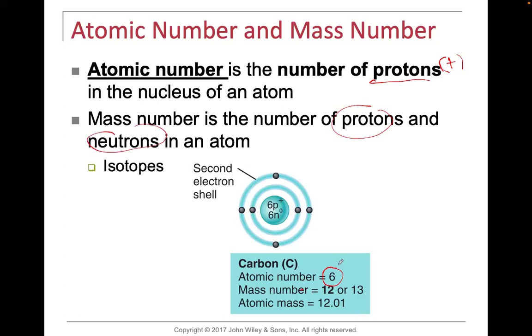Now, typically, the number of protons that you have is going to equal the number of electrons. So if you have an atomic number of 6, and that's the number of protons, how many electrons should you have? The same number, 6. 1, 2, 3, 4, 5, 6. Okay, they match up.